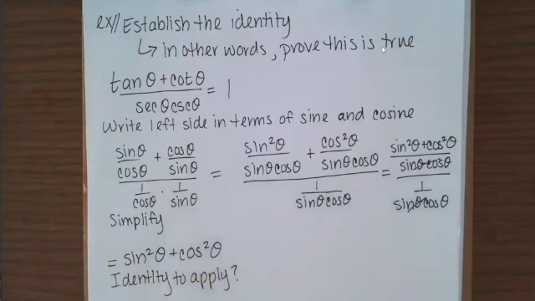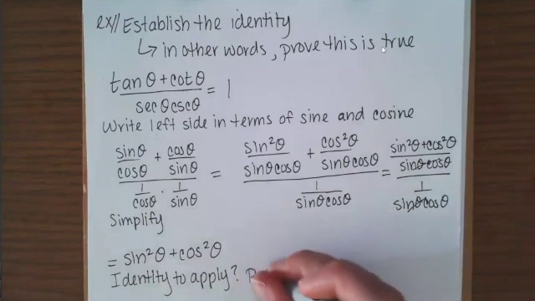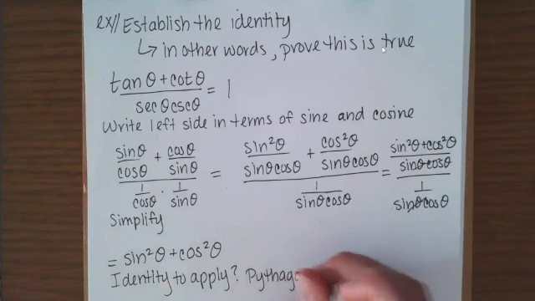And in a drop-down menu here, we know that sine squared of theta plus cosine squared of theta comes up in our Pythagorean identity. So we'll pick Pythagorean identity. And we know by the Pythagorean identity, that is equal to 1.